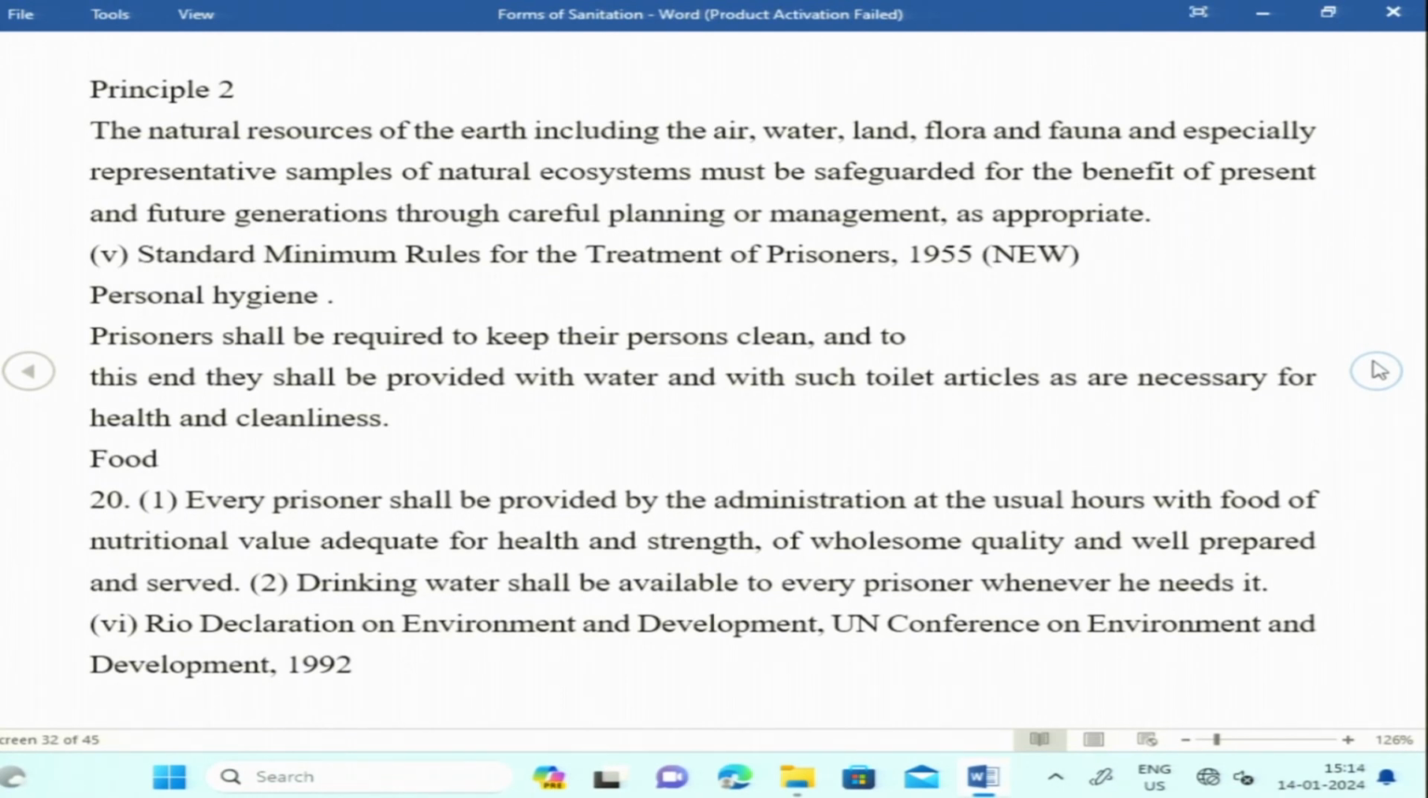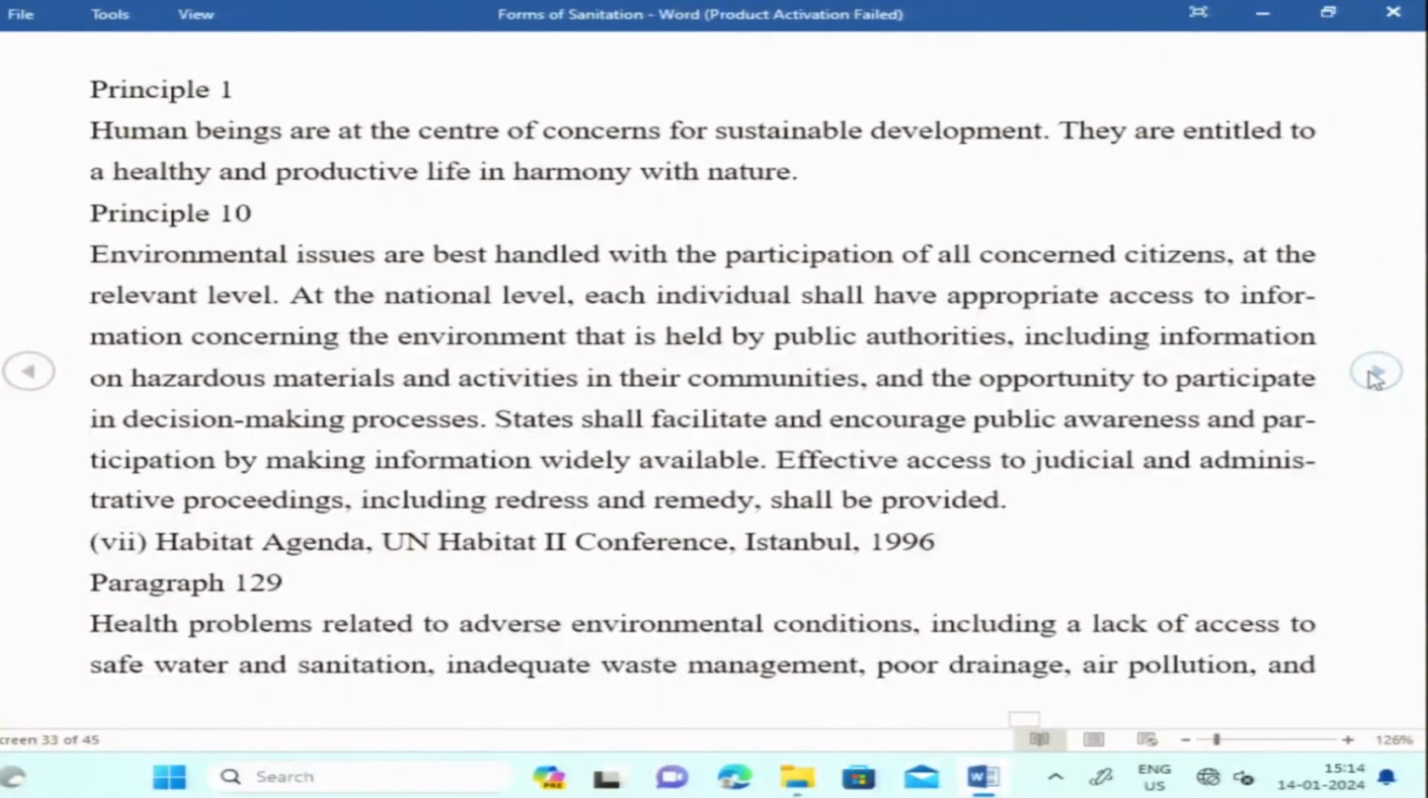Even when we speak about the Rio Declaration on Environment and Development that took place in 1992, the basic Principle 1 focuses on the fact that the center of concern should be sustainable development. So, we have to see that there is an entitlement to a healthy and productive life in harmony with nature, and Principle 10 speaks about how the participation of all concerned citizens has to be seen in a drastic way.